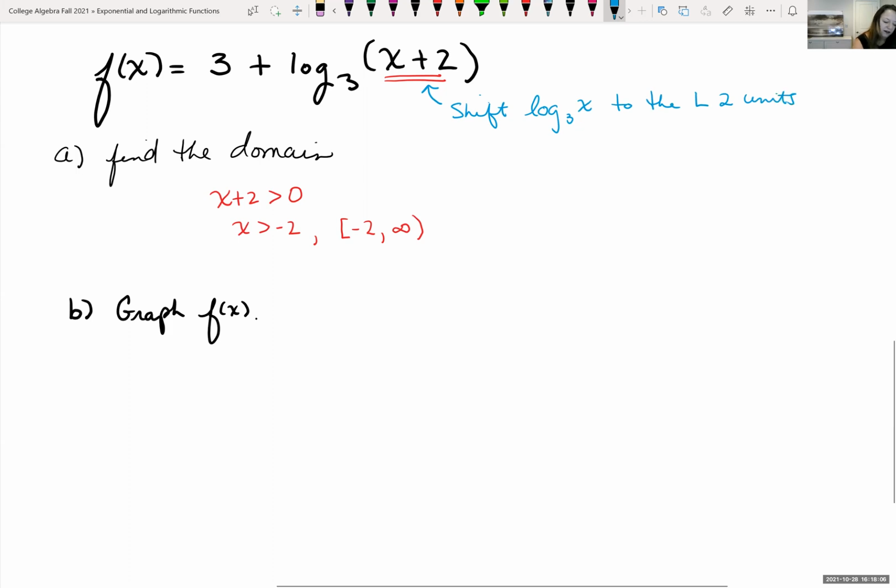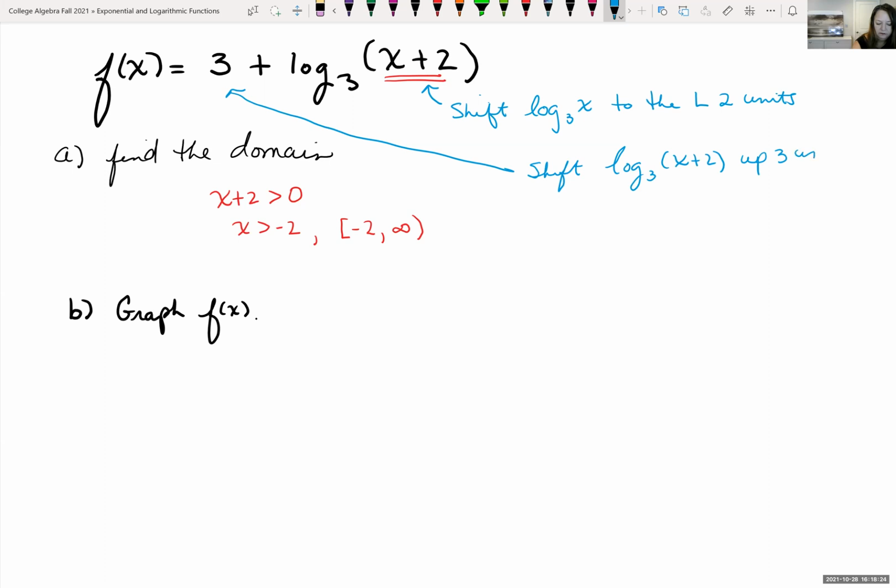The plus 3 out here is a vertical shift. So we're going to shift this log base 3 of x plus 2 up 3 units. If we want to think about points and what we're doing to get our graph of f of x, we can do it this way. We could plot points. There's just so many different ways we can do this.